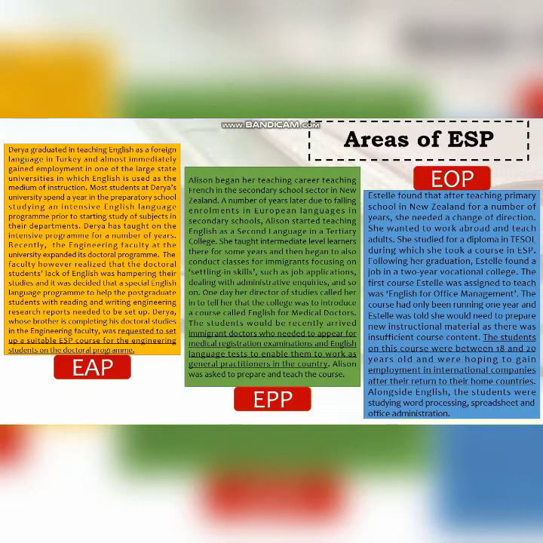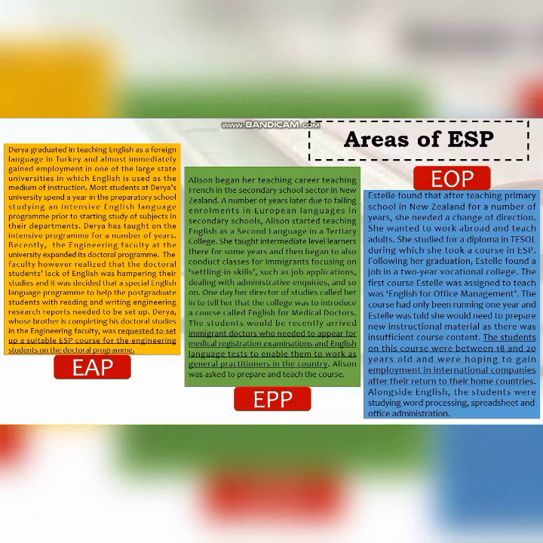Okay, let me read the scenario. Daria graduated in teaching English as a foreign language in Turkey and almost immediately gained employment in one of the large state cities in which English is used as the medium of instruction. Most students at Daria's university spend a year in a preparatory school studying an intensive English language program prior to starting study of subject in their departments. Daria has taught on the intensive program for a number of years.